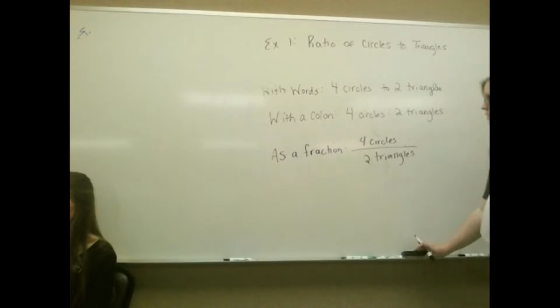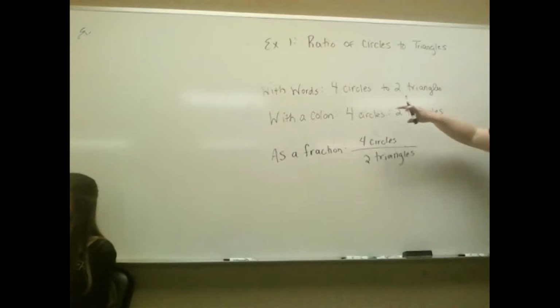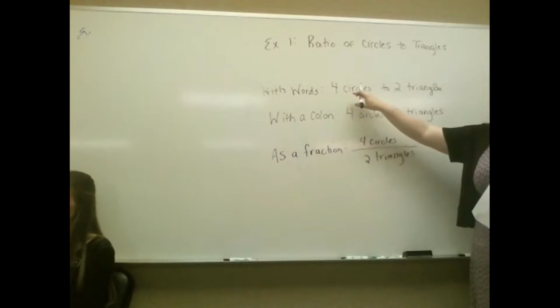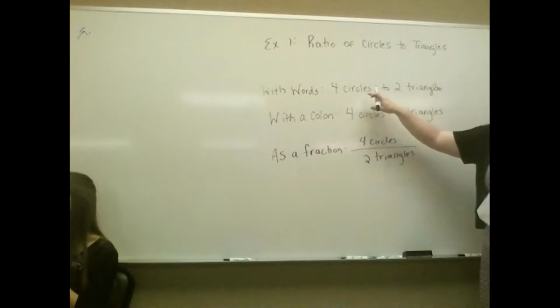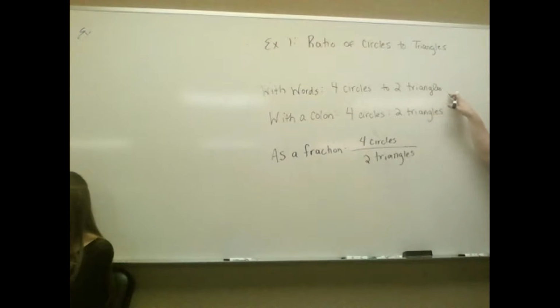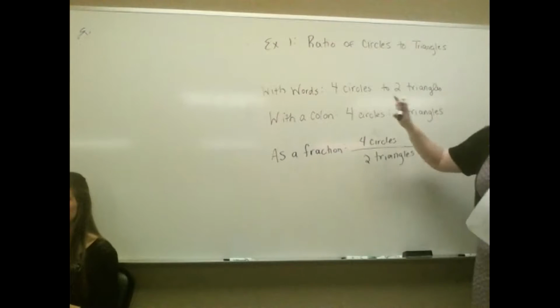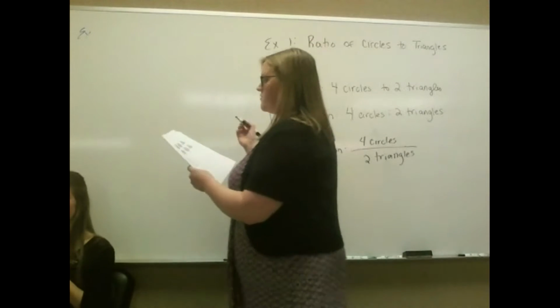All right, and there's one more thing I want to add. Another way to read this, your book uses circles to triangles. Another common way is to say, for every 4 circles, there are 2 triangles. Or there are 4 circles for every 2 triangles. All right, so I'm going to write that over here just so you guys will know.